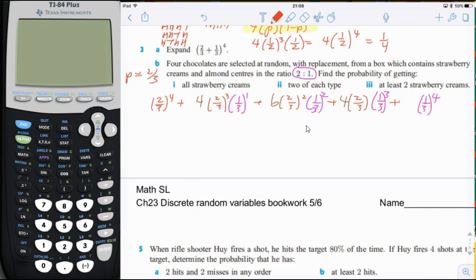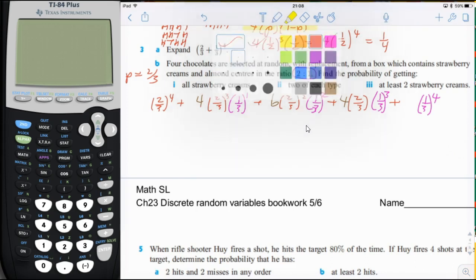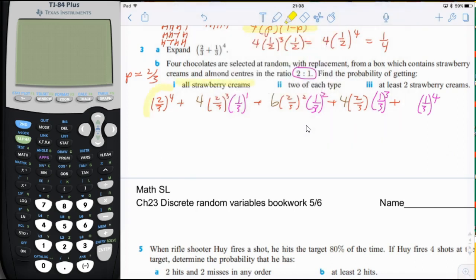Then it says, find the probability of getting all strawberry creams. There's only one way of getting all strawberry creams on 4 selections. That would be this one here. All strawberry creams would be that one, right? What about 2 of each type? That would be getting 2 strawberry creams and 2 not strawberry creams. There's 6 ways of that happening. It's right here. See, 2 and 2. 2 successes and 2 failures.